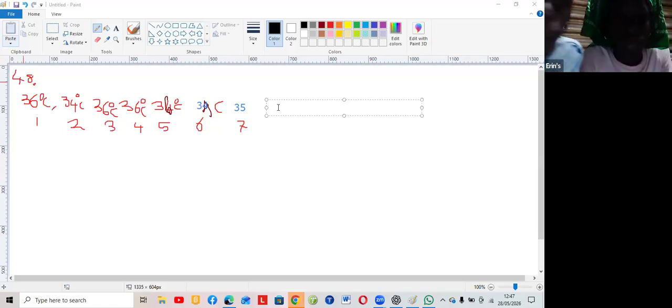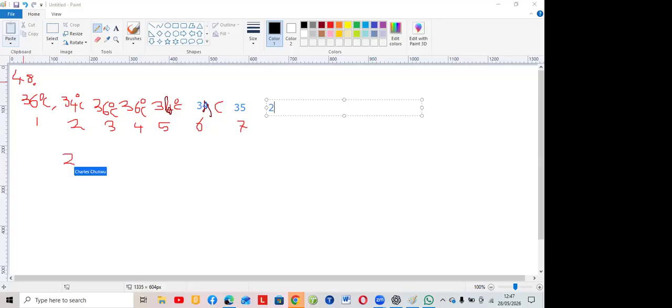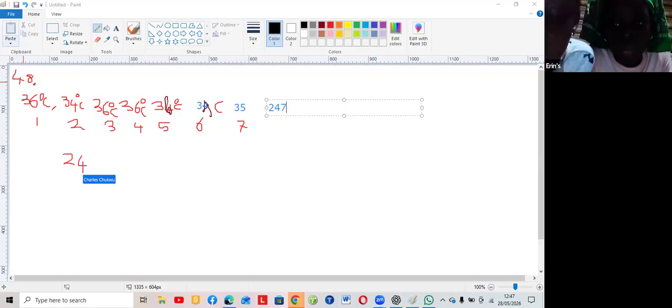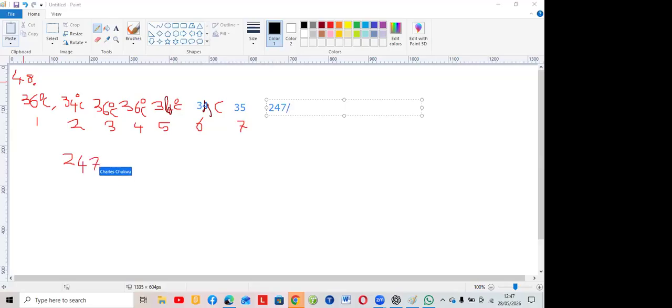247. Are you sure about that, or do you want us to do a quick cross-check? I did this myself. Okay, but it looks to me like I may have to cross-check. Okay, let's just do a cross-check, just to be sure.